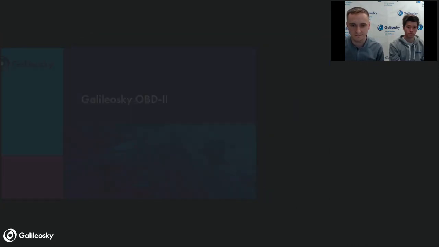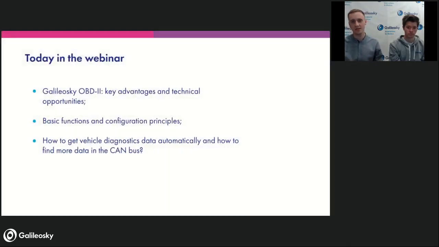So today we will talk about the key advantages of the new device and about the technical opportunities that it provides. We will also discuss some basic functions and configuration principles, and we will definitely focus your attention on the CAN data and how to decrypt it, how to extract it from any specific OBD port of any specific vehicle.